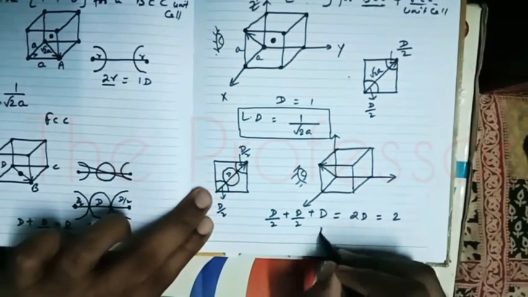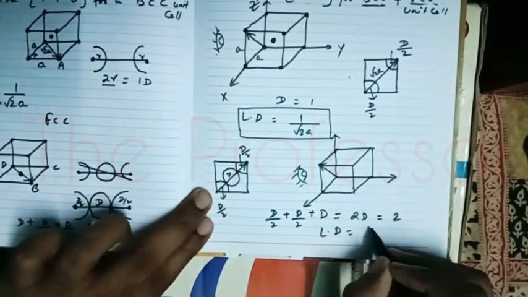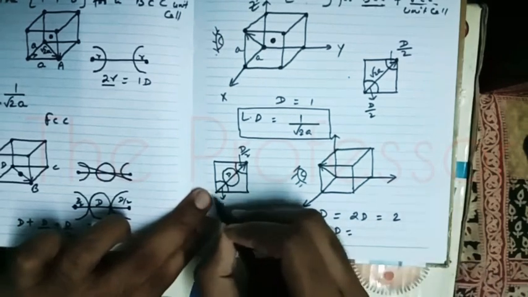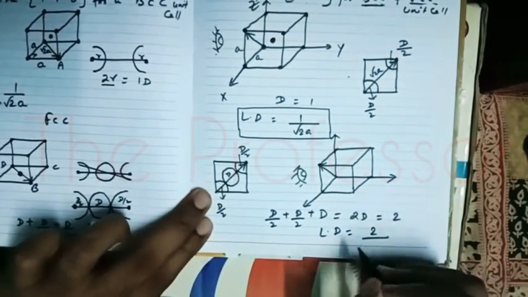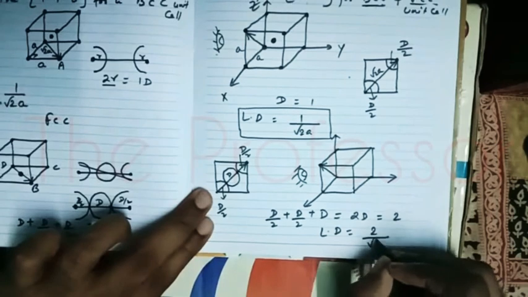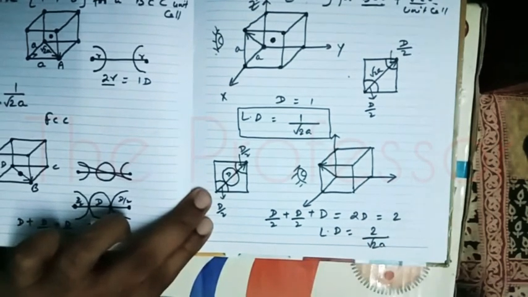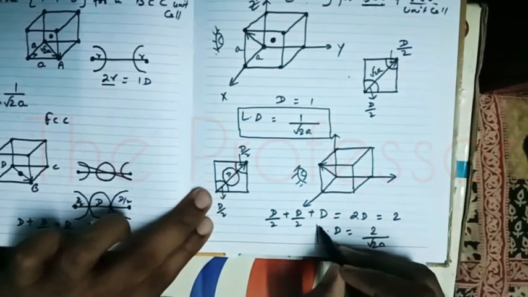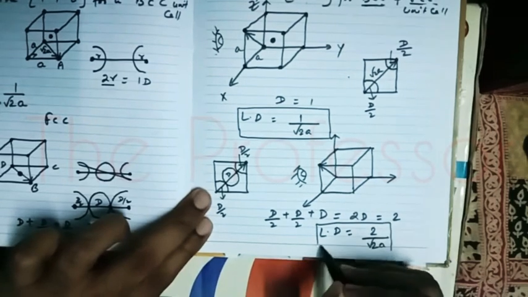Now what is linear density? Linear density is the total number of atoms along the given direction vector, 2, divided by the length of the direction vector. It is again going to be the same, that is root 2a, right? So the linear density in this case comes out to be this much.